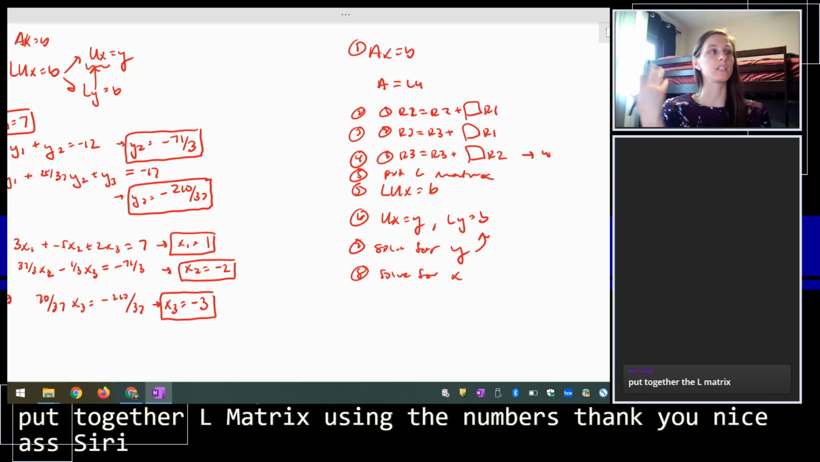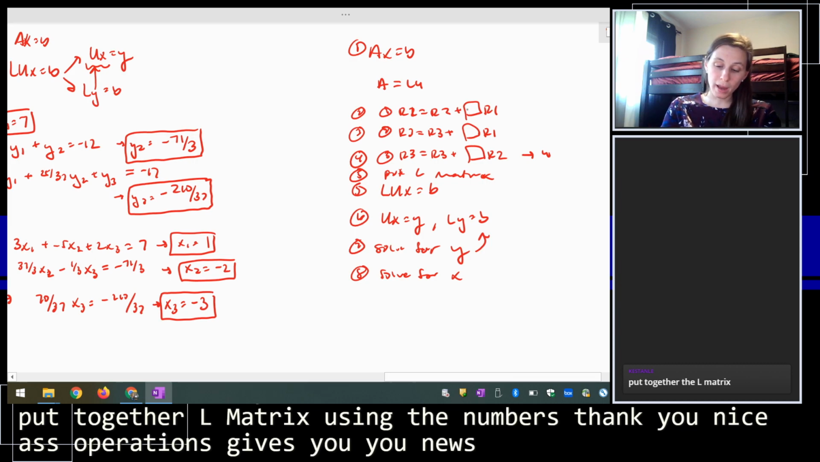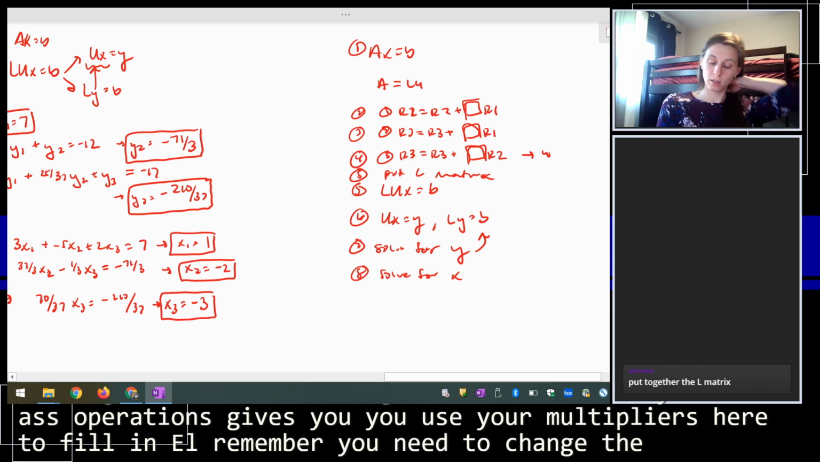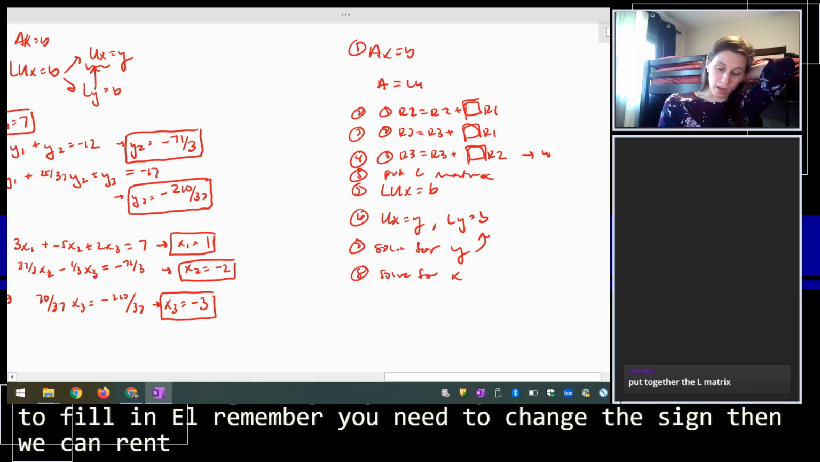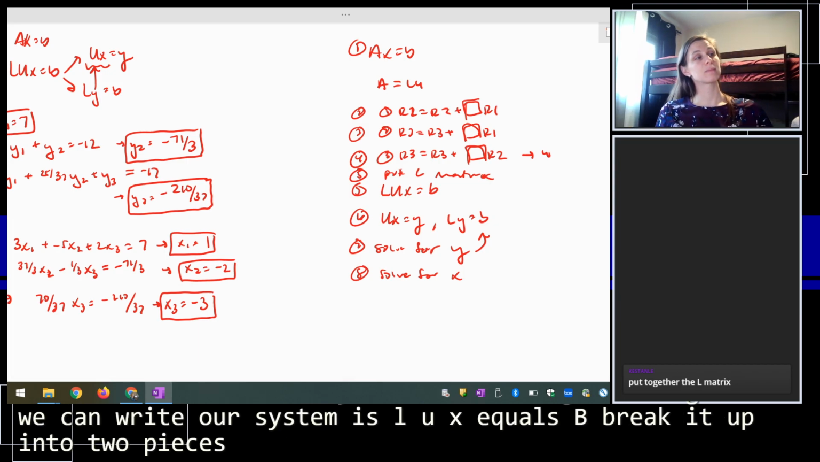So your row operations give you U. Use your multipliers here to fill in L. Remember, you need to change the sign. Then we can write our system as LUX equals B. Break it up into 2 pieces. Solve for Y, solve for X. Bam, we're done.